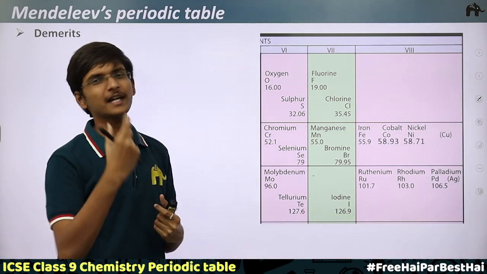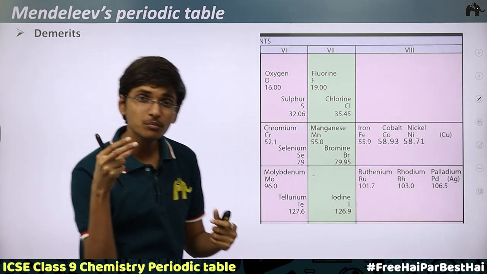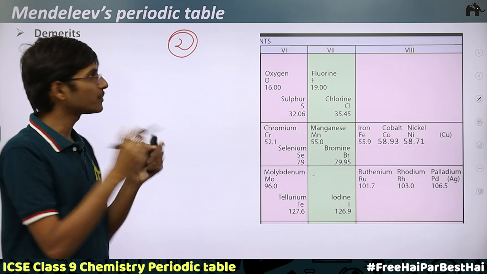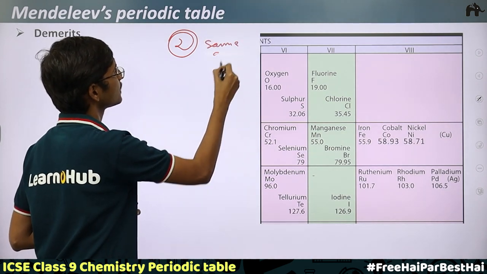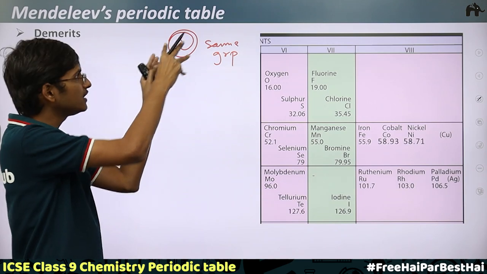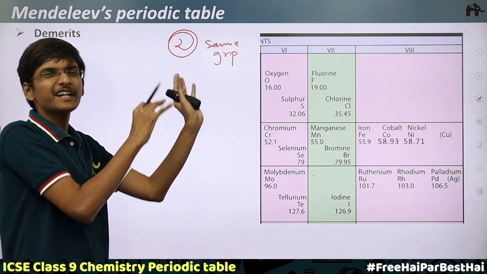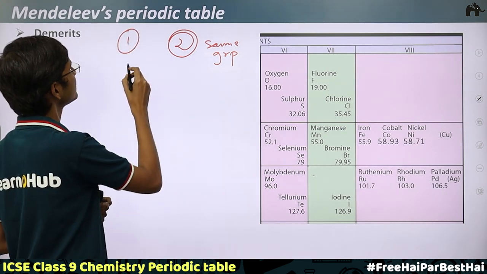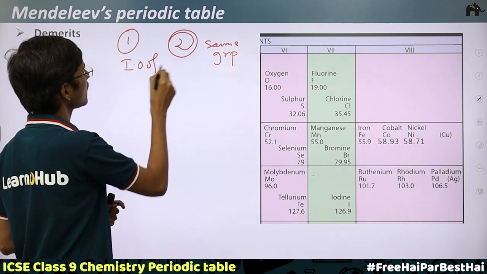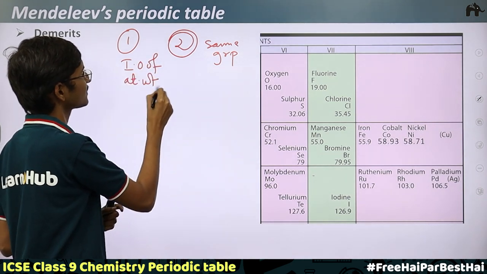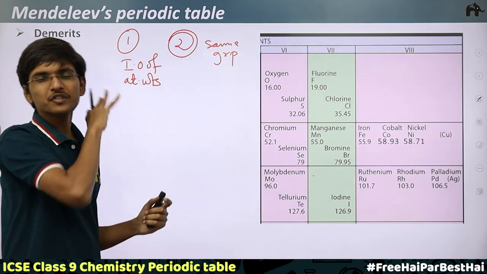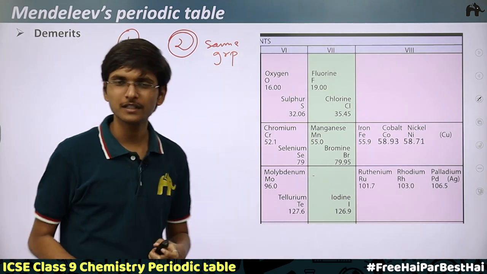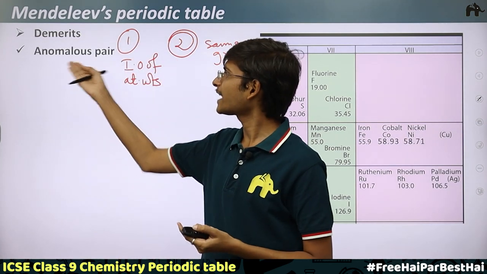But sometimes in his periodic table, Mendeleev emphasized more on his second criteria, which was placement of the elements having similar properties in the same group. He gave more weightage to this second criteria, and he neglected his first criteria at some instances, that is the placement of the elements in the increasing order of their atomic masses or atomic weights. So negation of this first criteria somewhere or other made the first demerit of Mendeleev's periodic table, which is anomalous pairs of the elements.